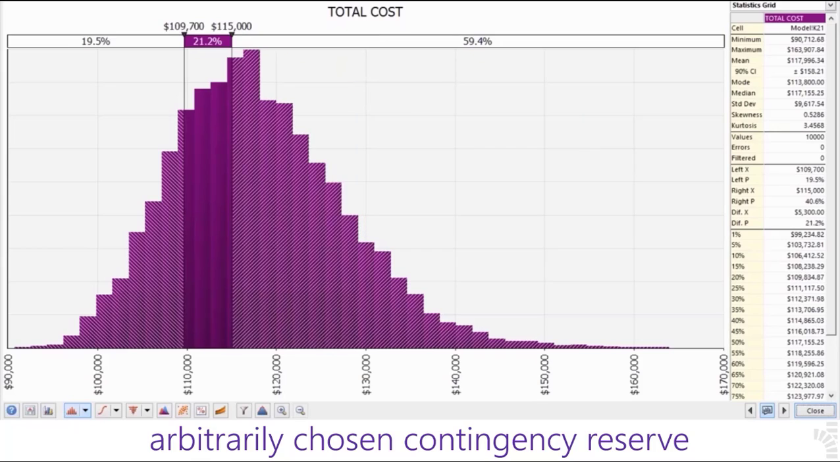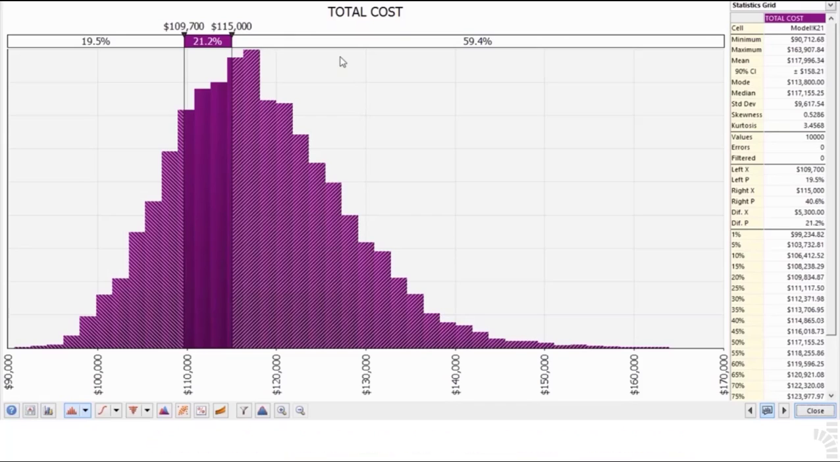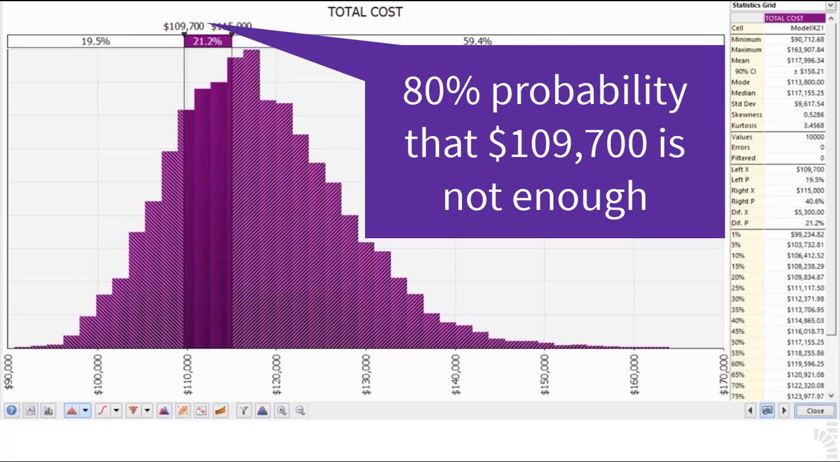The chart should now look like this. There exists an approximate 20% probability the total project cost will be smaller than the cost being calculated with E and V's for eventual risks. In other words, if contingency reserve were to be established at $109,700, there is an 80% probability that such an amount would not be enough. That is, in 4 out of 5 possible cases, this contingency reserve is not enough to cover project cost variability.